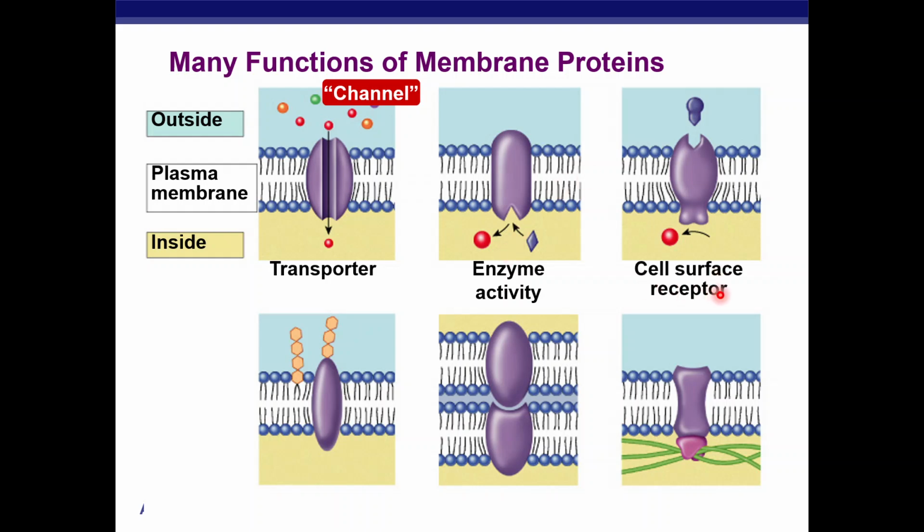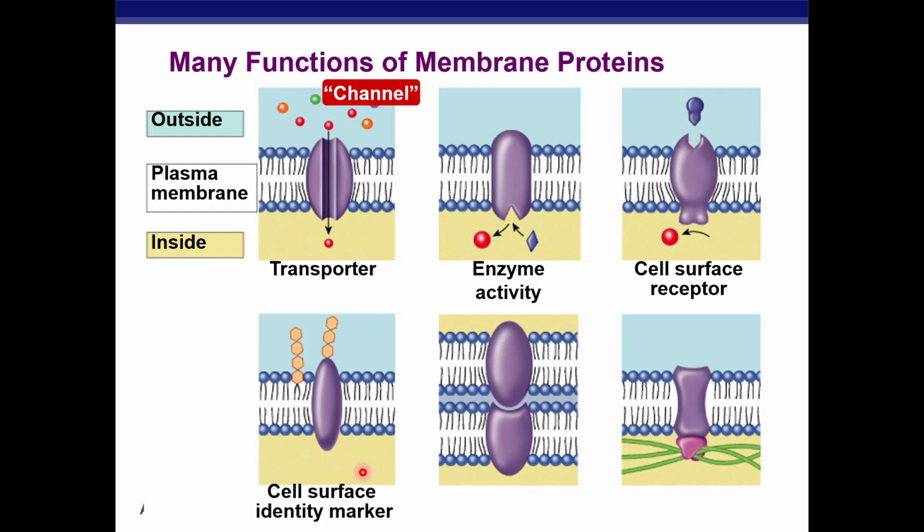Cell surface receptor. This is embedded within the membrane, but it has a receptor on the surface, and a ligand protein can bond to that receptor and cause a signal to go inside the cell. This little molecule itself doesn't go in the cell. It just bonds with the integral protein, and then that protein transmits the message within the cell.